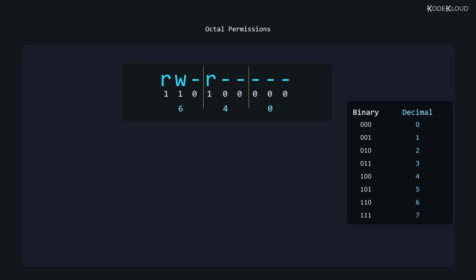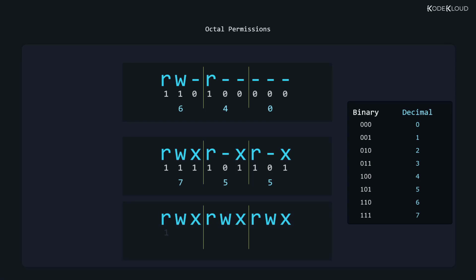Let's take another example. This time, rwx, r-x, and r-x. So the binary format would be 111, 101, 101, the decimal of which is 755. In the last example, it's read, write, and execute for all. So it's 1 for all of the bits, so the decimal value is 777.